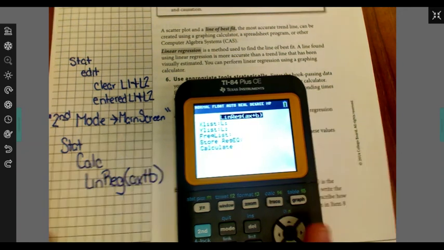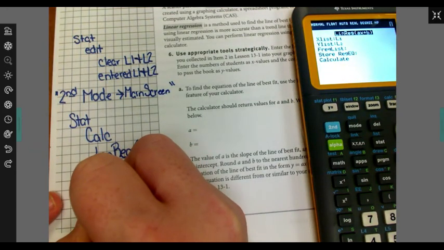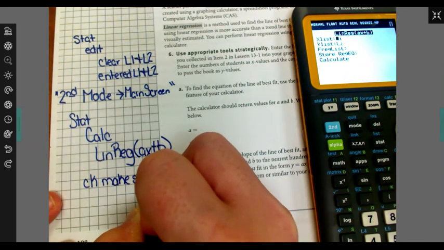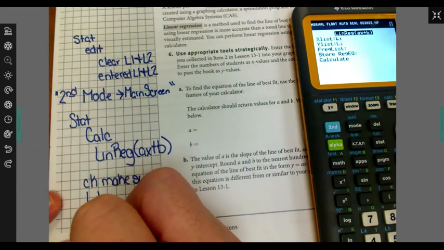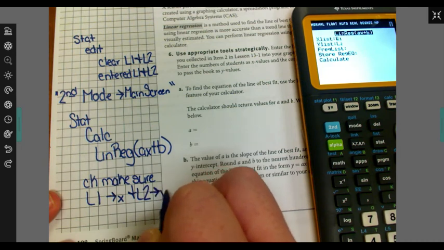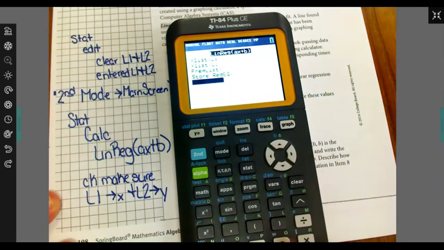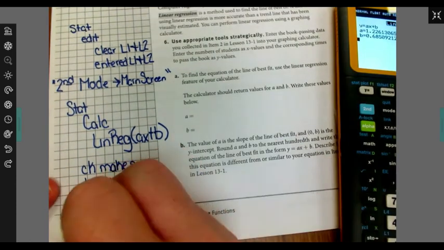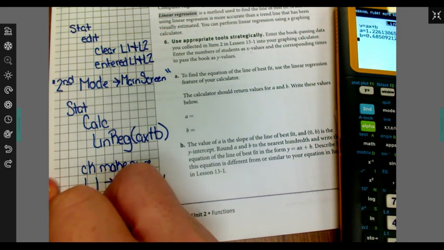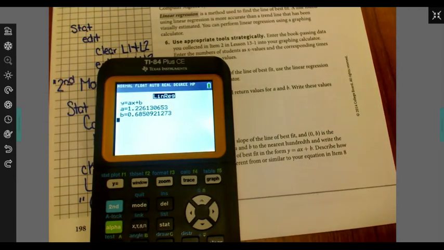So we need to check to make sure L1 is X and L2 is for Y. Okay. And that's what it says. So I'm going to go down and press calculate. It should give me back some data.